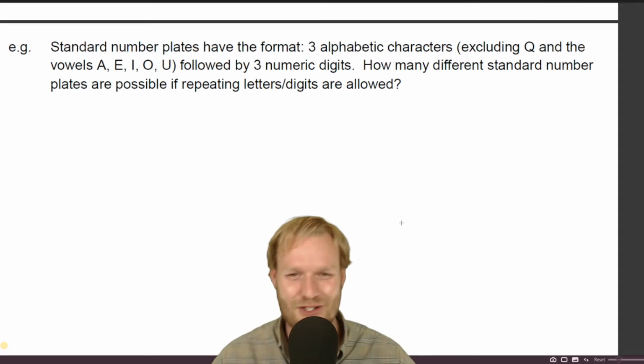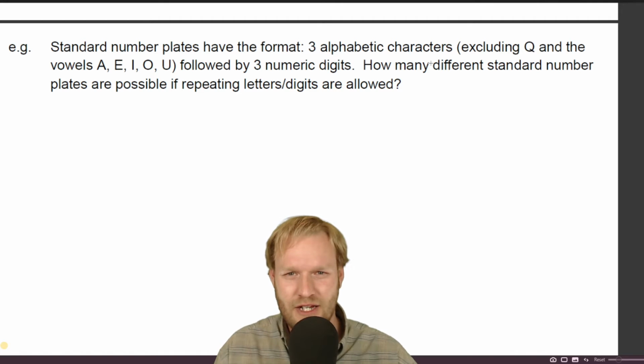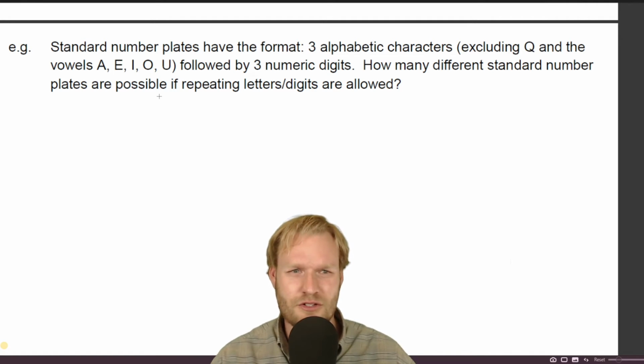Okay, enough of that. Let's head into examples so we can make sense of it. So standard number plates have got this format: 3 alphabetic characters, excluding Q and the vowels A, E, I, O, U. Why do you think they exclude those letters?